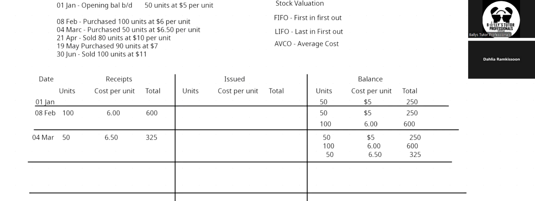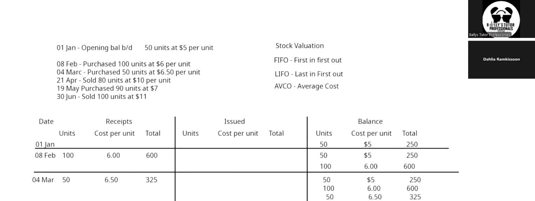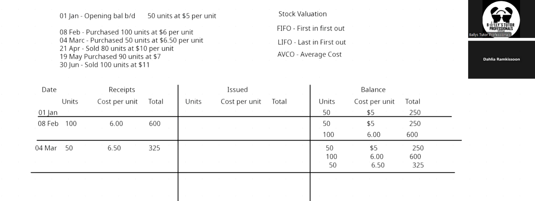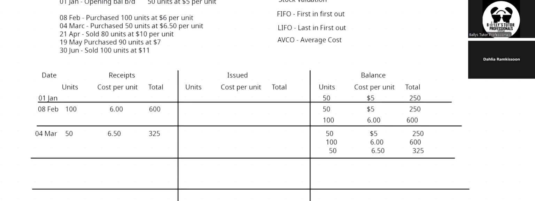So you sold 80 units. According to last in, first out, the last set of goods to come in is the first set of goods to go out. Which one was the last set of goods to come in? The 50, at how much? 6.5. All right. So we're going to sell that first. So it's 80 we're selling. We'll sell that 50 first.